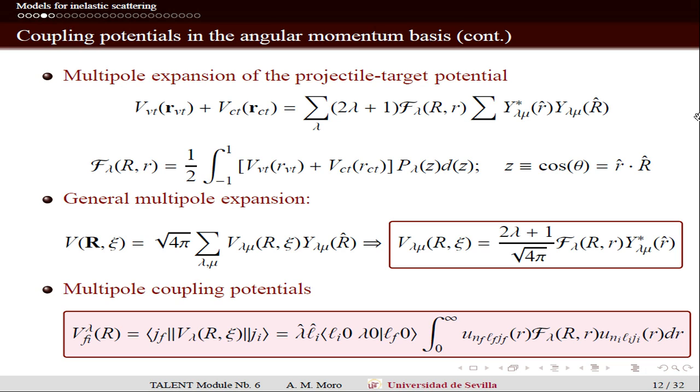So this is the information that the code requires: the valence-target and core-target interactions, and some information to construct this internal wave function. For example, the potential between the neutron and the core, and the quantum numbers, of course. So this is the information that we will have to provide to the code. Okay? Any questions?